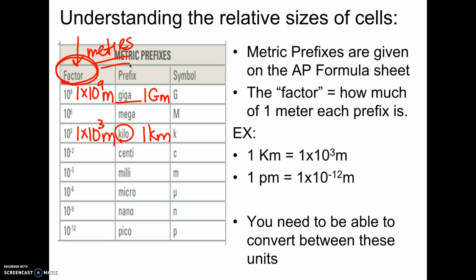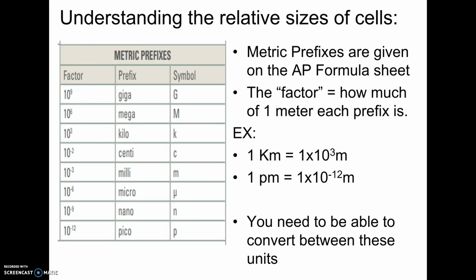And I have a couple of examples here. Let's just say, for example, you needed to convert from kilometers to picometers. Well, there's nothing on this table that converts directly from kilometers to picometers. But I can relate them to each other using meters. I find kilo, and I know that 1 kilometer is 1 times 10 to the 3rd meters. And I can find pico on here and see that 1 picometer is 1 times 10 to the negative 12th meters. Now, I could convert from kilometers to picometers, although it would take 2 steps.